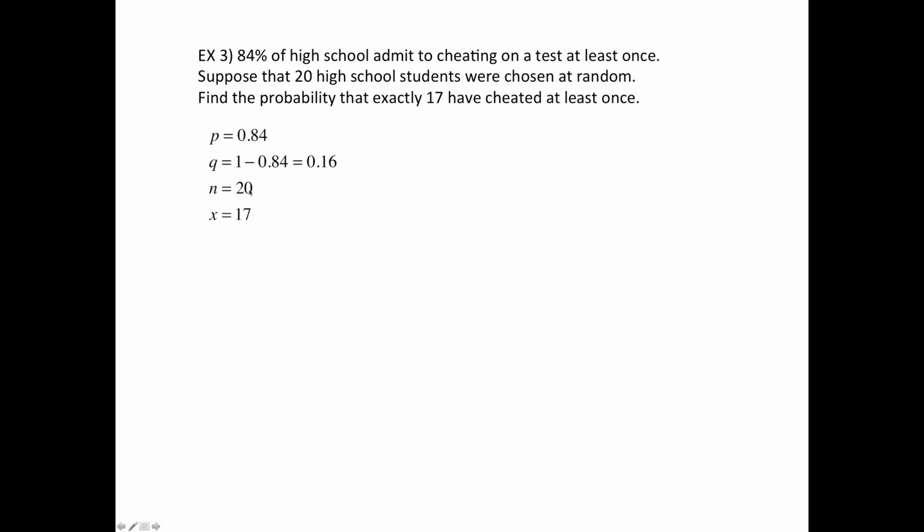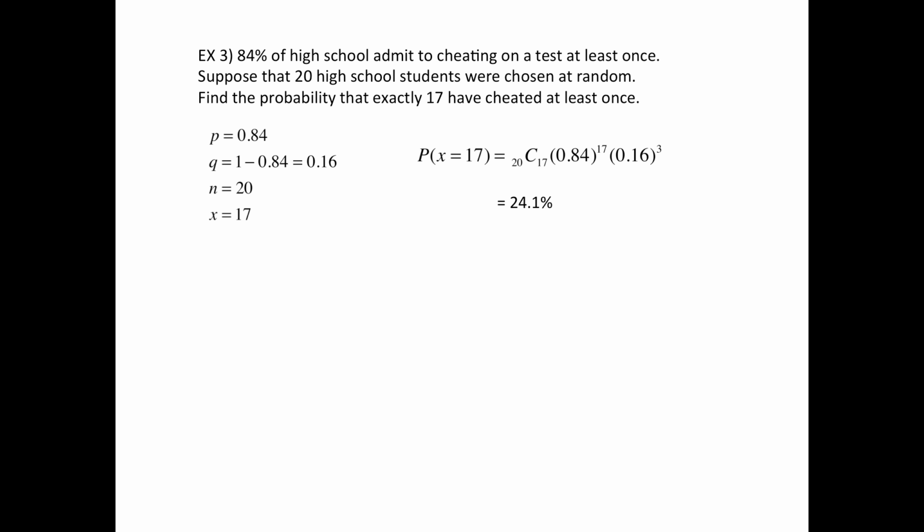Then we've got 20 people. Find the probability that x equals 17. And we use the binomial formula. So it goes the n and then the x. Then here's the p, 0.84. Raise it to the x. And then when you subtract these two, if you're going to have 17 people that admitted to cheating, that leaves 3 that don't admit to cheating. And so you put that into a calculator and it'll tell you 24.1%.